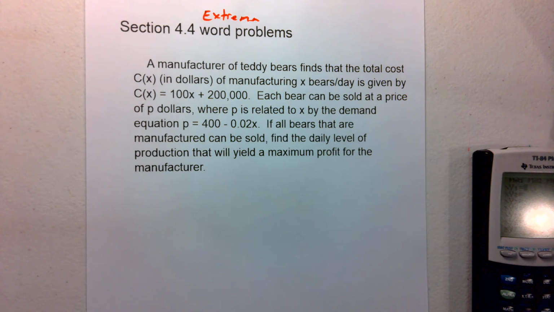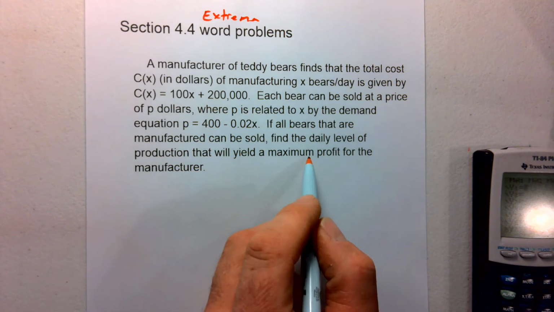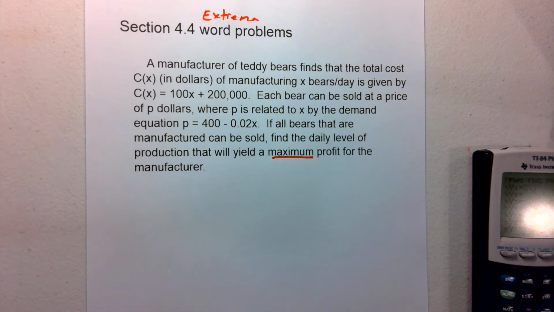A manufacturer of teddy bears finds that the total cost C of x in dollars of manufacturing x bears per day is given by C of x equals 100x plus 200,000. Each bear is sold at a price of p dollars, and p is related to the demand equation p equals 400 minus x/200. If all bears that are manufactured can be sold, find the daily level of production that will yield the maximum profit.